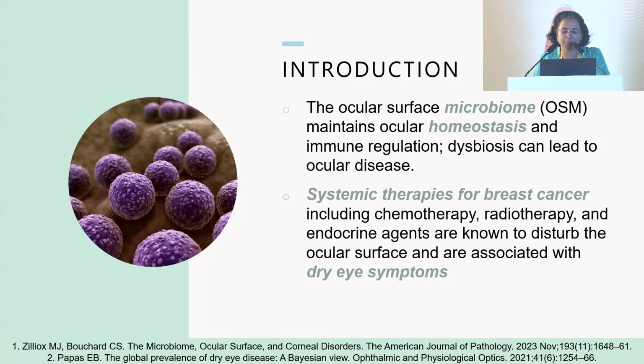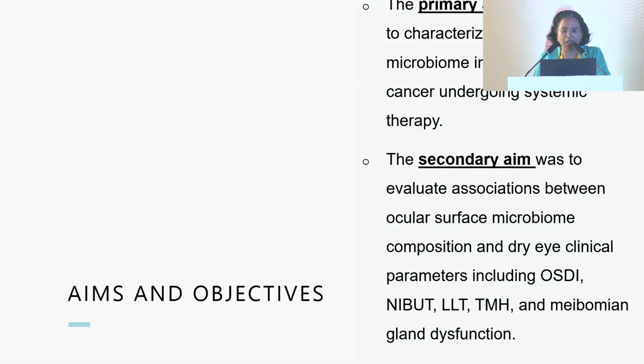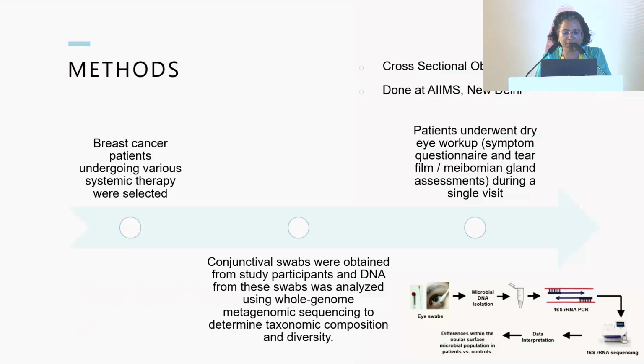So patients on systemic therapy for breast cancer were included with the rationale of studying their ocular surface microbiome and a non-invasive way to study their dry eye disease through the ocular surface analyzer. The primary aim of the study was to characterize the ocular surface microbiome in these patients undergoing systemic therapy in the form of chemotherapy and hormone therapy. The secondary aim was to correlate the microbiome with the dry eye parameters, including the ocular surface disease index questionnaire, the non-invasive breakup time, lipid layer thickness, tear meniscus height, and meibomian gland dysfunction, including meibography.